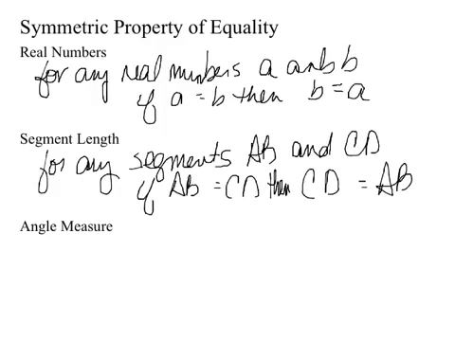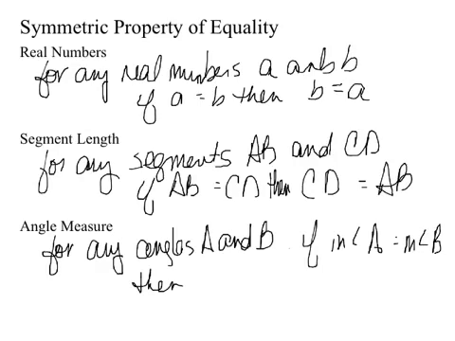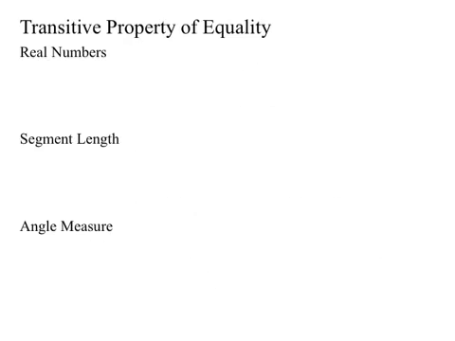And guess what? It's the same for angle measures. So for any angles A and B, if the measure of angle A equals the measure of angle B, then the measure of angle B is going to equal the measure of angle A. Rocket science, right? Okay, one more set, the transitive property of equality.